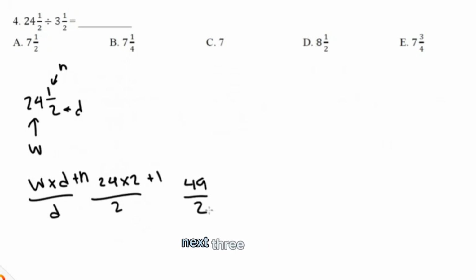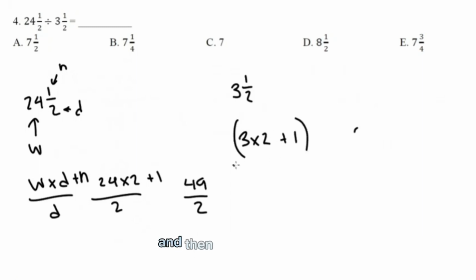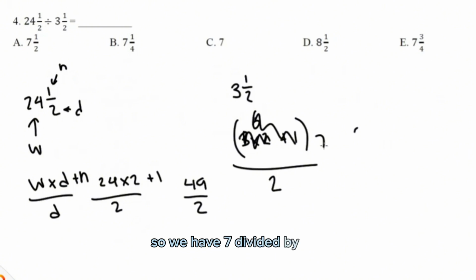Next, 3.5. So we have 3 and 1/2. 3 is our whole number, 2 is our denominator, and 1 is our numerator. So to convert this into an improper fraction, we have to do 3 times 2 plus 1, and then this divided by 2. So 3 times 2, that's just 6. 6 plus 1, that's 7. So we have 7 divided by 2.